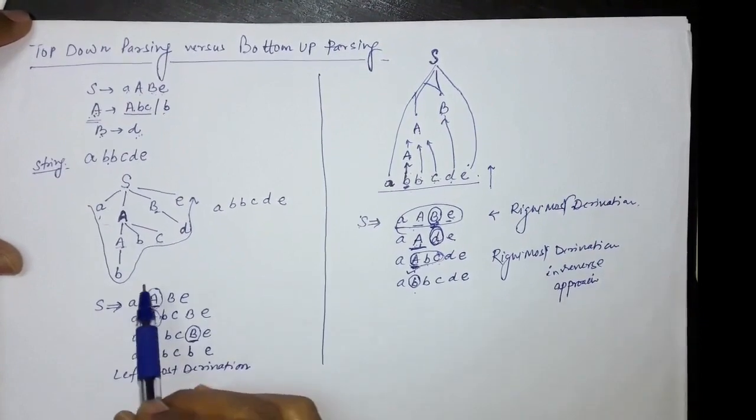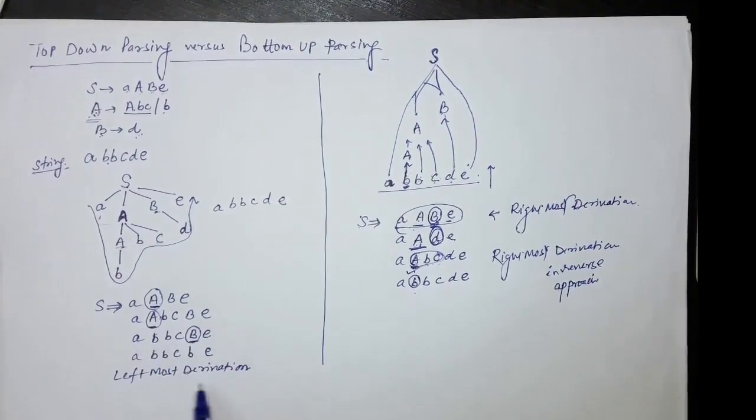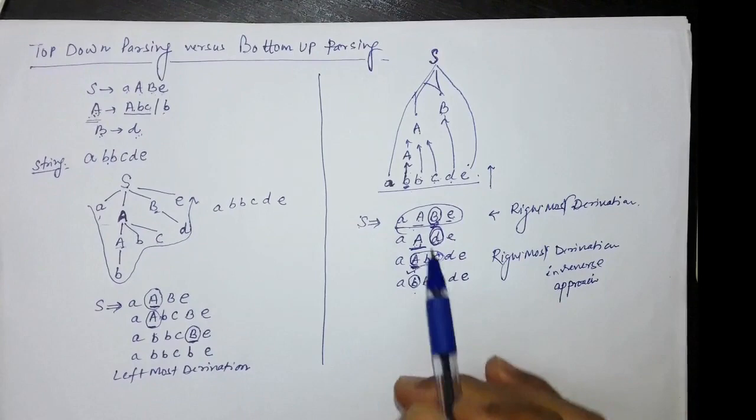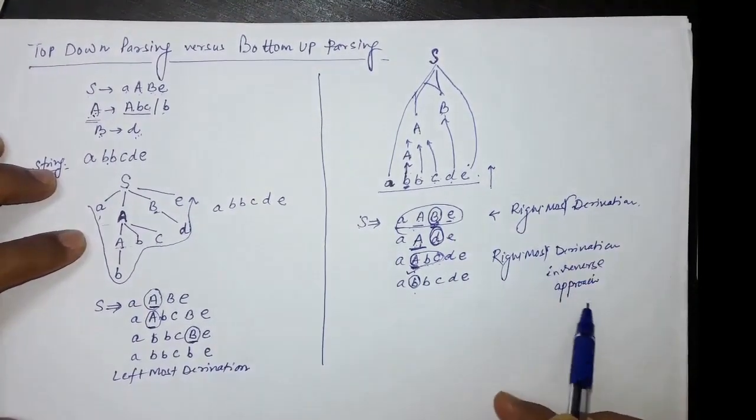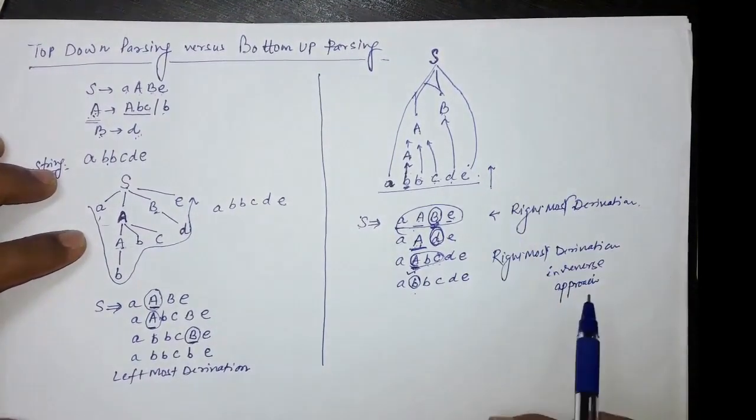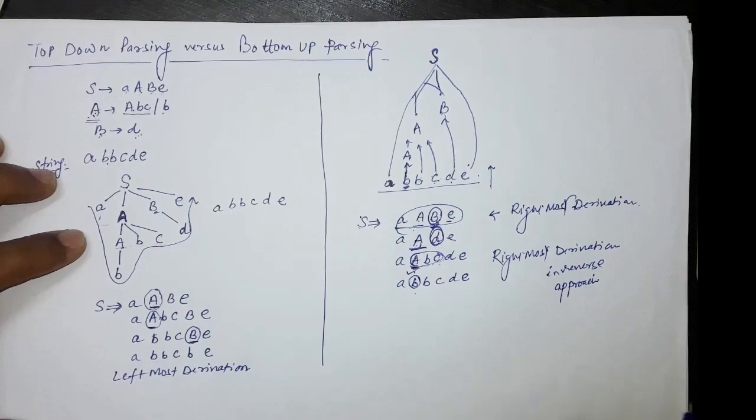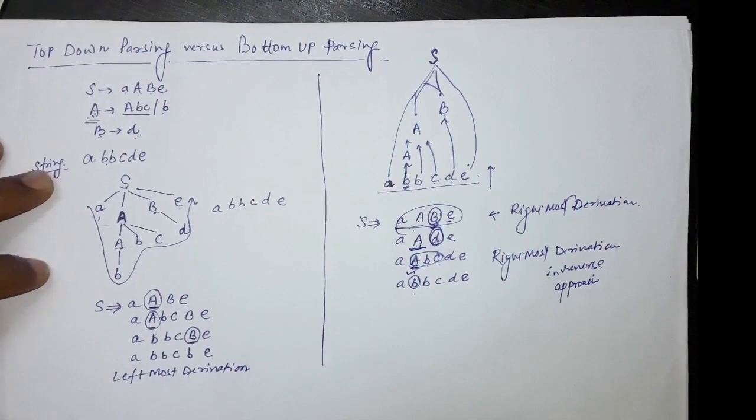So what has happened in the top down parsing? In the top down parsing we have done the leftmost derivation. In the bottom up parsing we are doing the rightmost derivation, but in the reverse approach. Rightmost derivation in reverse is done in the case of bottom up parsing. Right? Thank you.